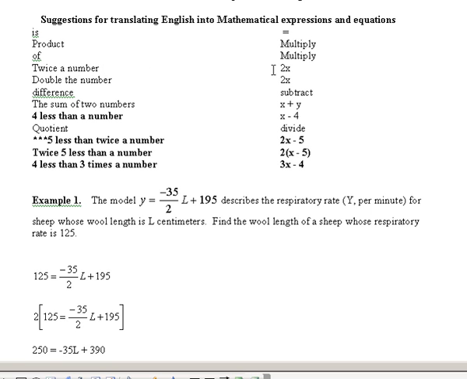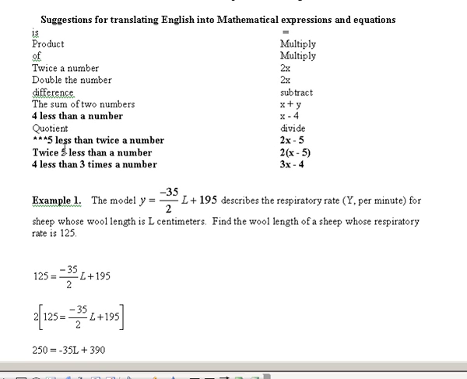Twice the number means twice that unknown number, let's say x, 2x. Double the number, 2x, same thing. Difference means to subtract. Summing two numbers means to add them. Let's try this one. 4 less than a number. Well, the unknown number x, we subtract 4 from that unknown number, x minus 4.